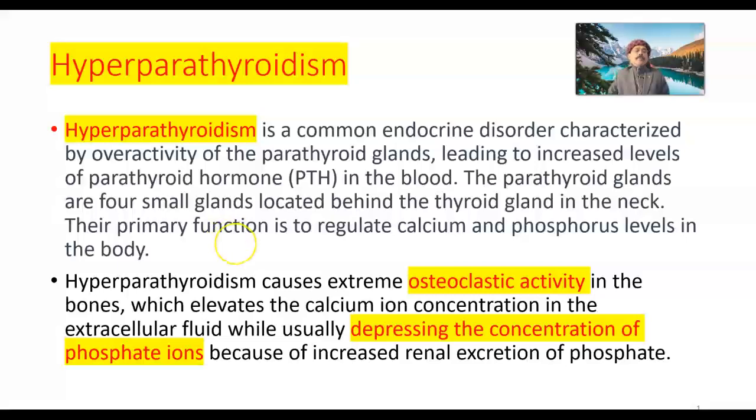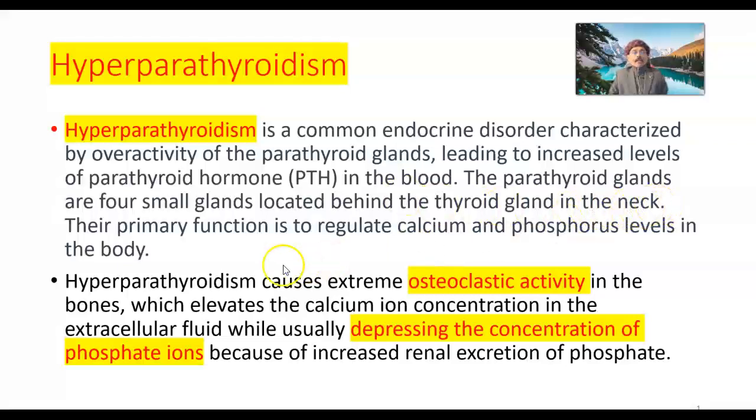Hyperparathyroidism. What is hyperparathyroidism? There is the excessive function of the parathyroid gland. This is a common endocrine disorder characterized by overactivity of the parathyroid glands leading to increased level of parathyroid hormone in the blood. So levels of the parathyroid hormone will be high.